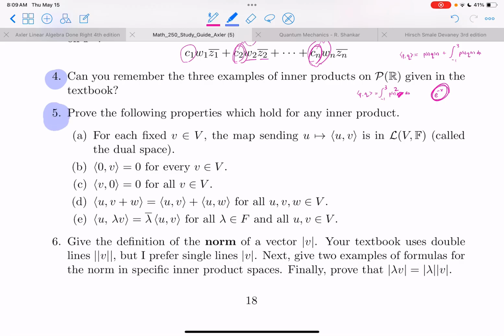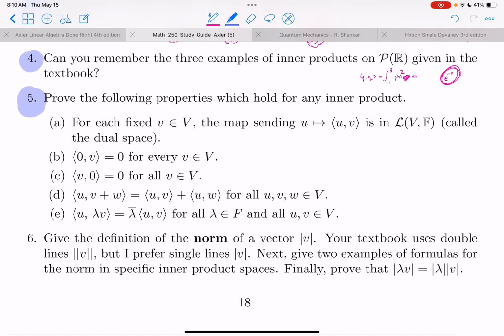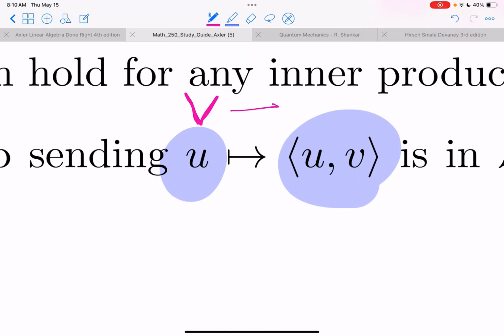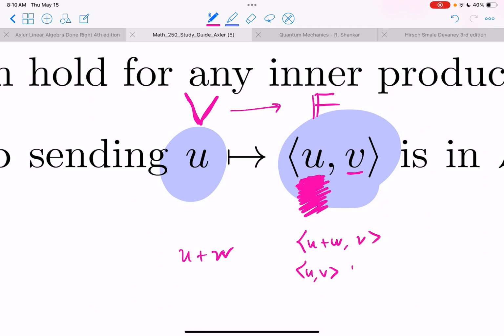Okay, so let's look at number 5. Maybe pause the video and read it. We won't prove all of these because they're proved in your book, but let's talk about the meaning. If you fix a vector, then you can take other vectors and dot them against your fixed vector, and that gives you a map sending any other vector to the field. This map is linear because if you fix v, we had linearity in the first slot. If you apply the map to u plus w, you get the inner product of u plus w with v, and by the properties of inner product, that is the map applied to u added to the map applied to w. So this is a linear map, and it's a very important one.